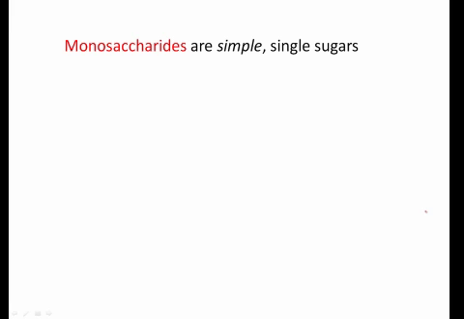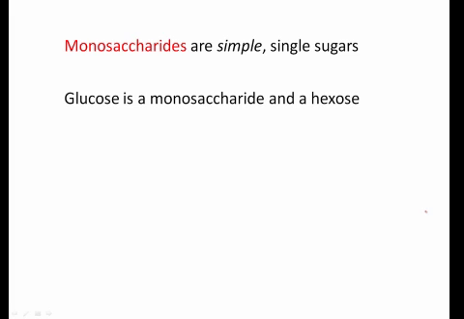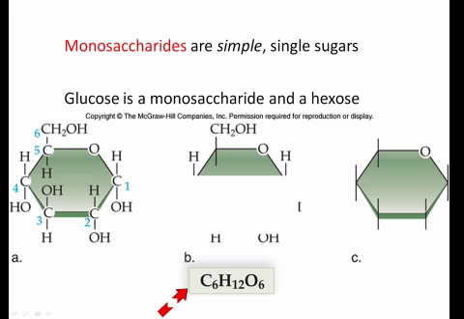A monosaccharide is a single simple sugar. So this would be a carbohydrate, more specifically a monosaccharide. Glucose is a monosaccharide, a simple sugar. We also call it a hexose. Hex means 6, and this refers to the fact that glucose has 6 carbon atoms.